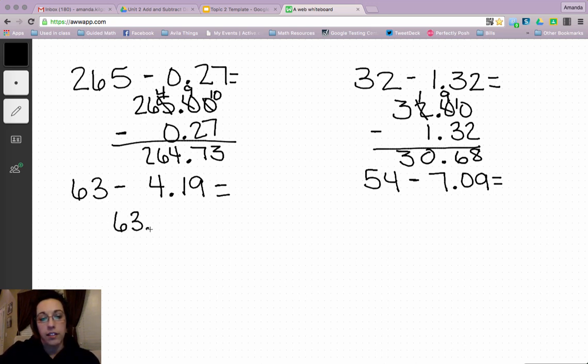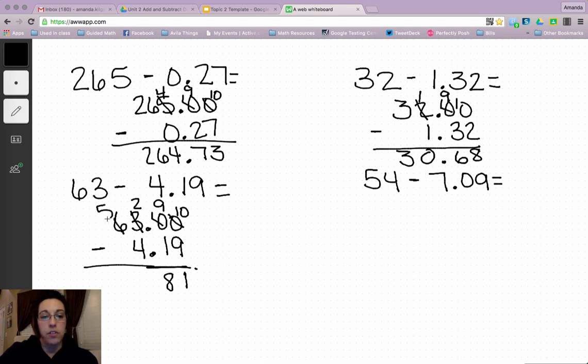63, add the decimal back in, 4 and 19 hundredths. Annex zeros, subtraction, subtraction. 3 becomes a 2, 9, 10 minus 9 is 1, 9 minus 1 is 8, 6 becomes a 5, 2 becomes a 12, 8, 5, decimal, decimal, decimal.